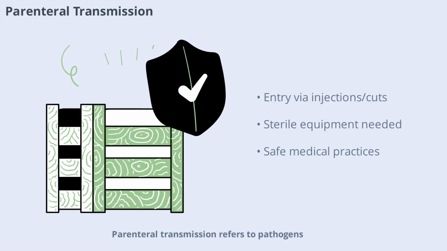Parenteral transmission refers to pathogens entering the body through injections, cuts, or punctures. This can happen during medical procedures, needle sharing, or accidental injuries. Using sterile equipment and following safe injection practices are crucial to prevent parenteral transmission.